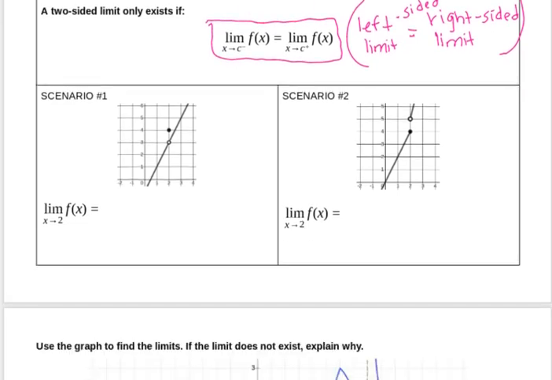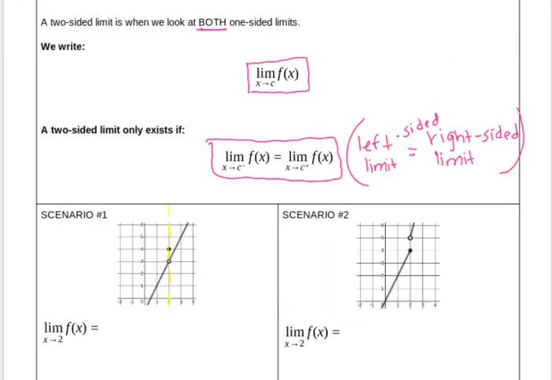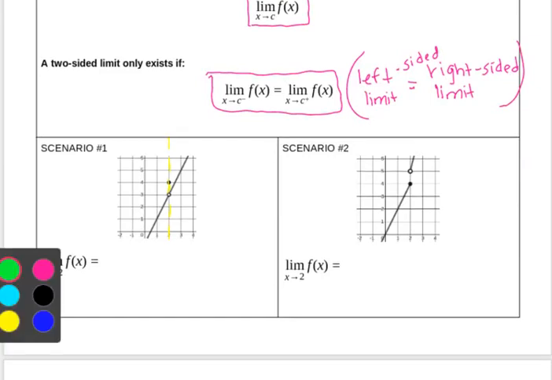So let's look at these two separate situations here. I'm going to go ahead and draw in the line at x equals 2. So we're looking at the limit of f of x as x approaches 2. Since there's no plus or minus sign there, we know that this means we're looking at a two-sided limit. So what colors did I use here? Green and purple. Okay.